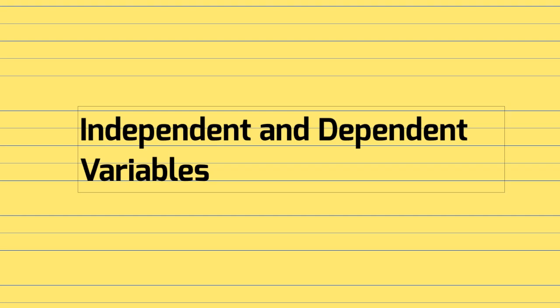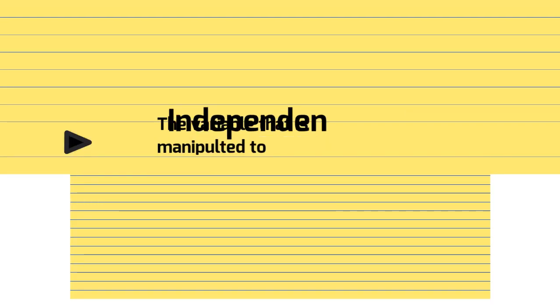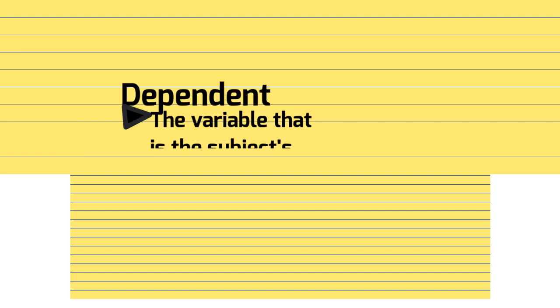This presentation will discuss two different types of variables found in research studies, independent and dependent variables. The independent variable is one that is manipulated to observe its effect on the dependent variable. The dependent variable is the subject's response to, and dependent on, the level of the manipulated independent variable.